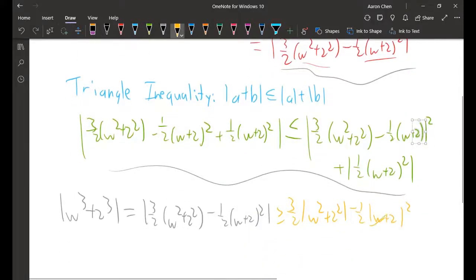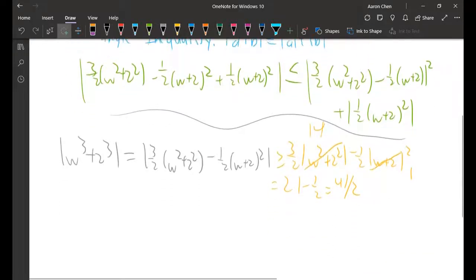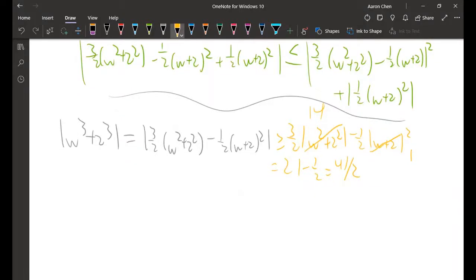So this goes to 1 and this goes to 14. So this is equal to 21 minus 1/2, or 41 divided by 2. And so the minimum value that we found is just 41 over 2. And if we want to prove this, then the only inequality here is the one I underlined.